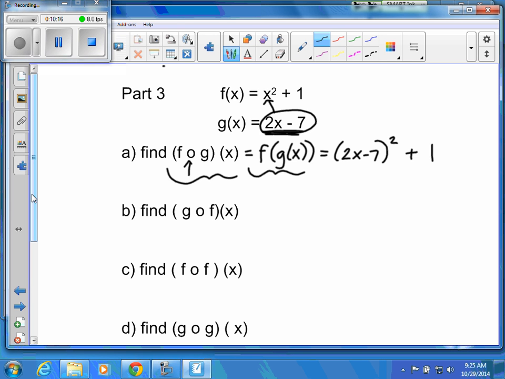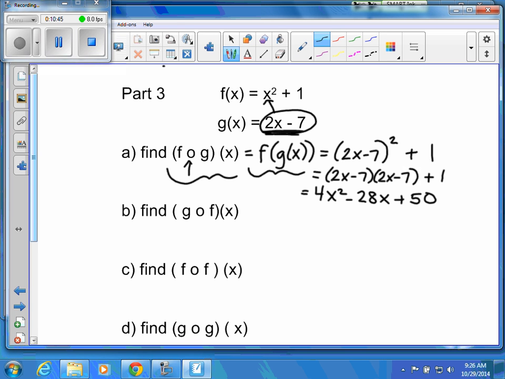Now I have to write this all out and simplify it. I'm going to get final answer 4x squared. This makes a negative 14x. This also makes a negative 14x, which gives you a negative 28x. A negative times a negative equals a positive 49, plus 1 will give you a positive 50. Final answer.